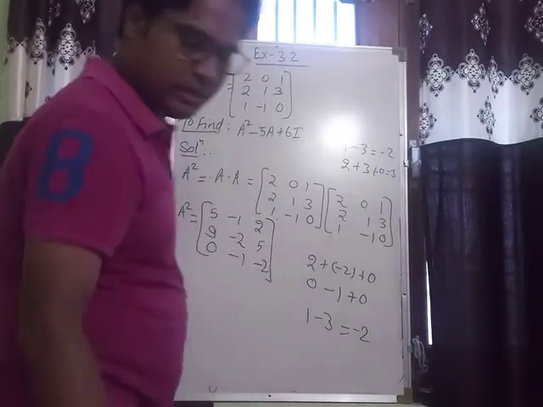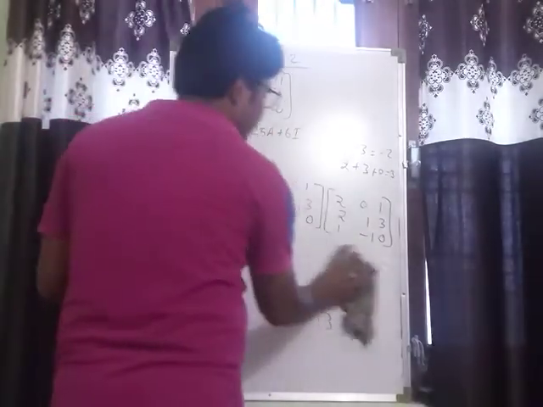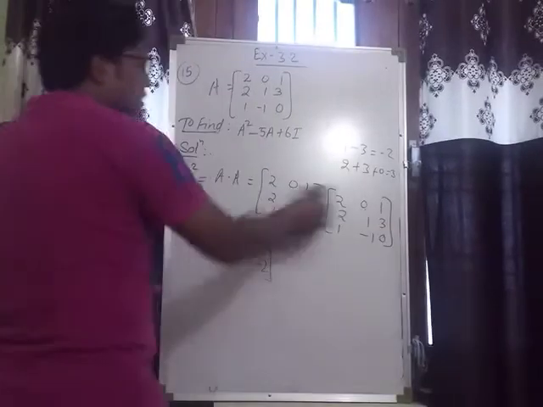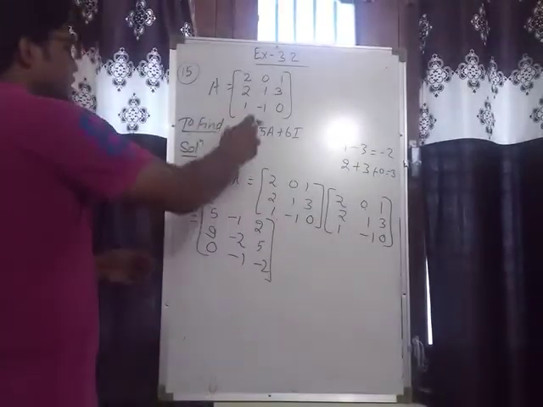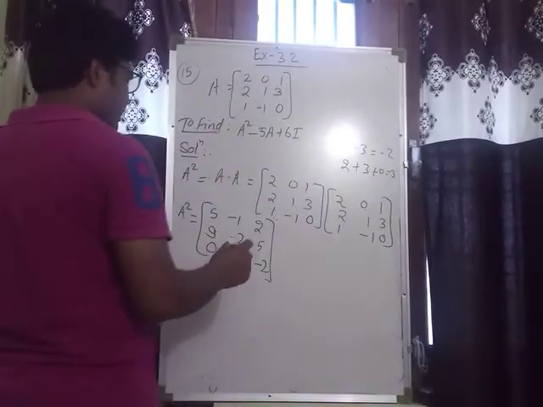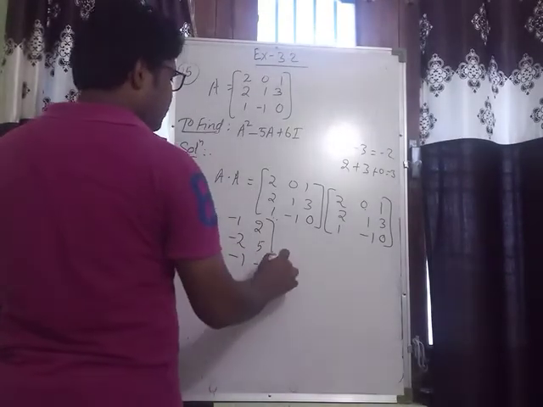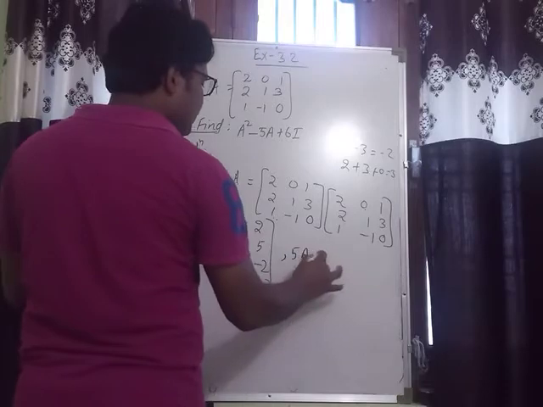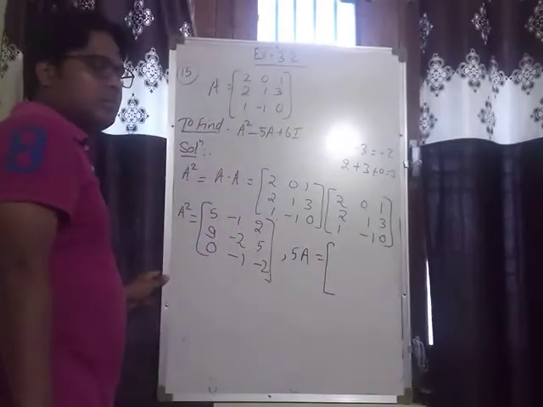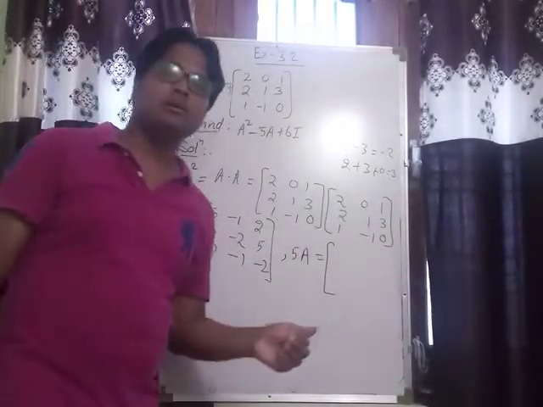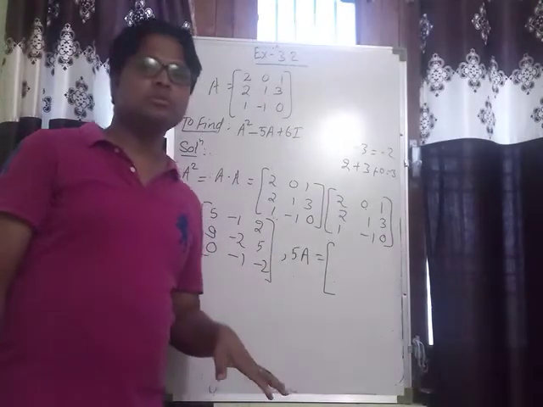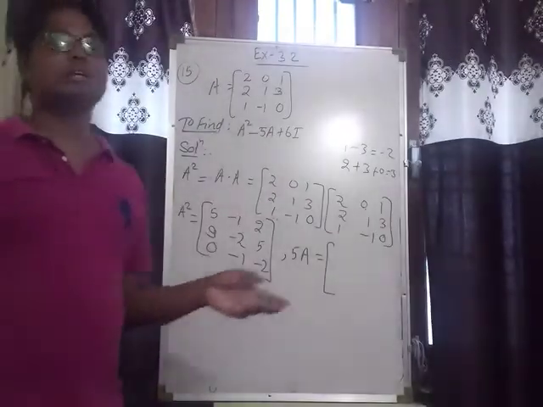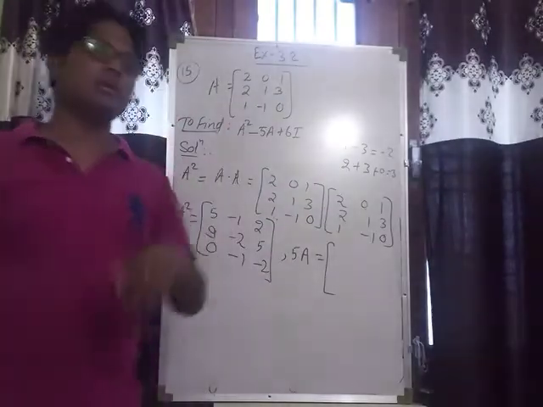That is a square. That is your a square. Nothing is there. That is simply multiplication of a into a. Now minus 5a. Find out 5a. So what will be 5a? When a matrix is multiplied by a scalar, that will be equal to multiplication of that scalar with all the entries of that matrix.